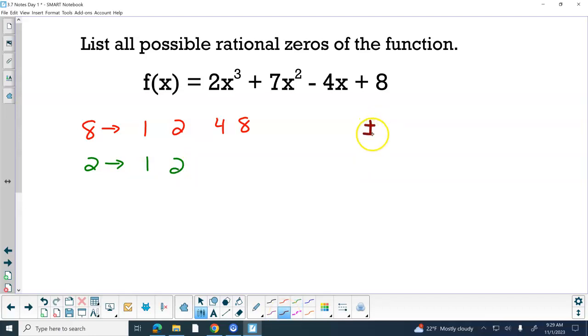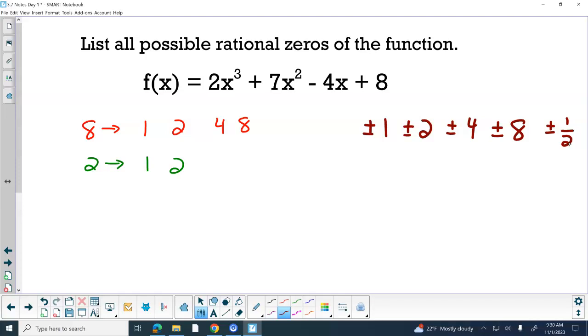So take all the reds and divide by 1. That would be plus and minus 1, plus and minus 2, 4, and 8. Now I have to take them all and divide them by 2. So 1 divided by 2 is 1/2. 2 divided by 2 is 1, already got it, definitely don't need to write it down again. 4 divided by 2 is 2, got it already.